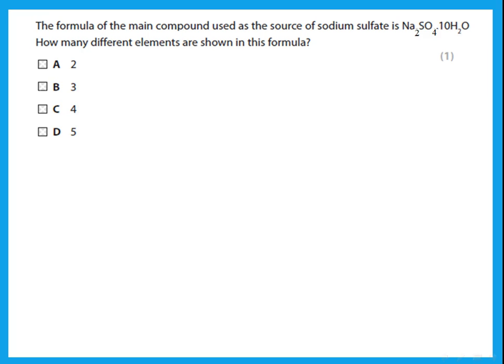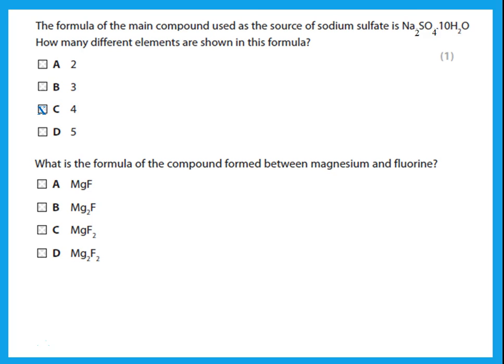The formula of the main compound used as the source of sodium sulfate is sodium sulfate 10 water. How many different elements are shown in this formula? Elements means how many different symbols do you have. So you have Na, you should know that Na is a symbol for sodium, so that's one element. S is the symbol for sulfur. O is the symbol for oxygen. H is a symbol for hydrogen. So actually you have how many different elements? You have 4 different elements.